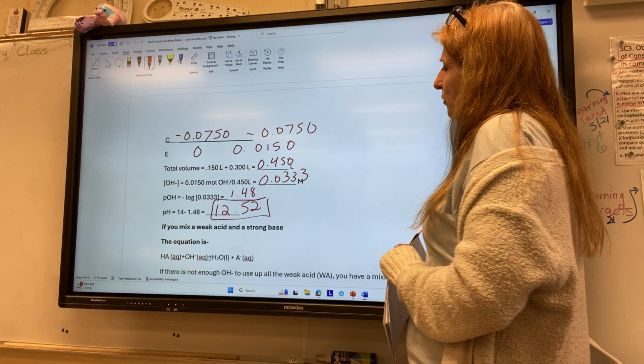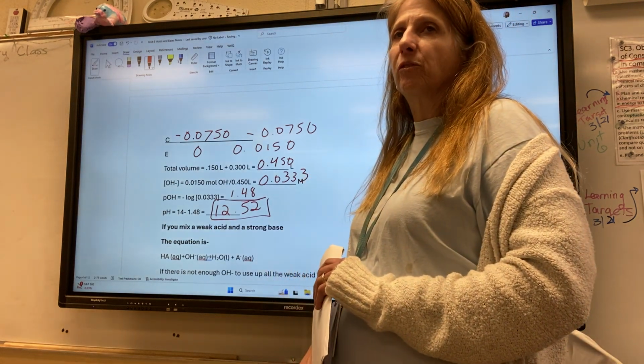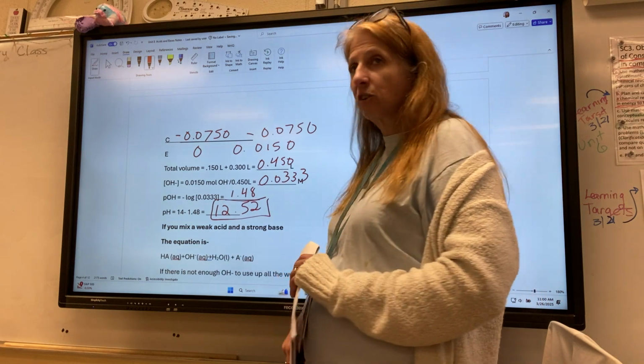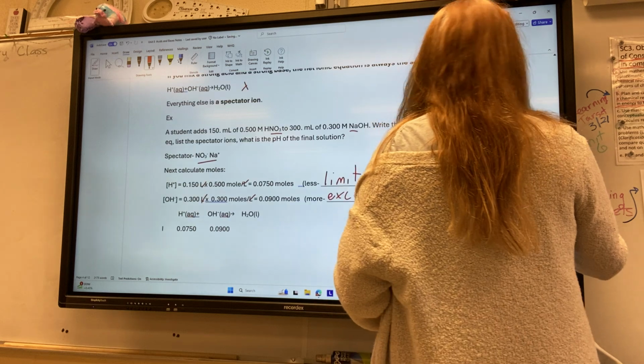Okay, now what happens if you mix a weak acid and a strong base? What do you think you're going to be left with? It's going to be more base, isn't it? You mix a weak acid and a strong base, you're going to have leftover base.